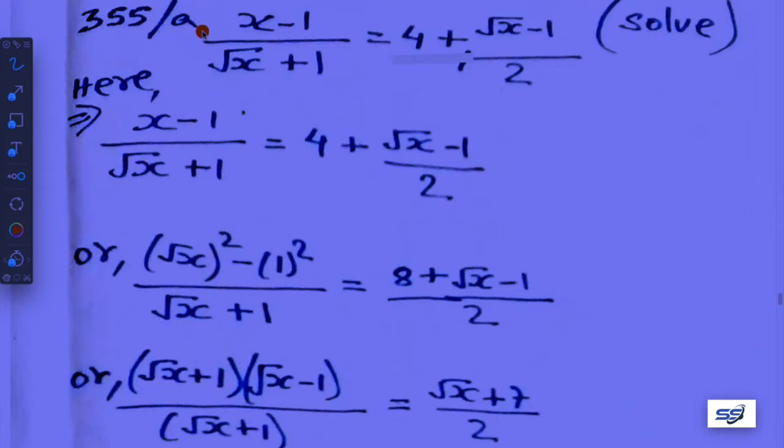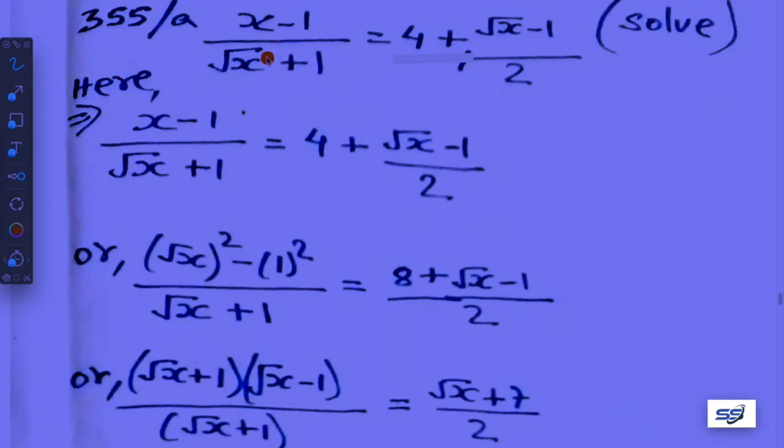355 upon A, given to us as a problem from the integer chapter. Here we have to find the value of x, or we can also say, solve this problem. Solution means we have to find the value of the unknown factor. Here the unknown factor is given in the form of x.